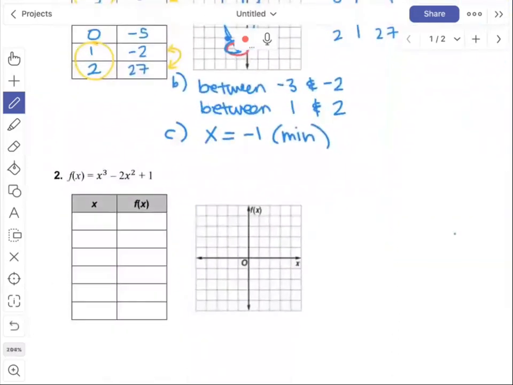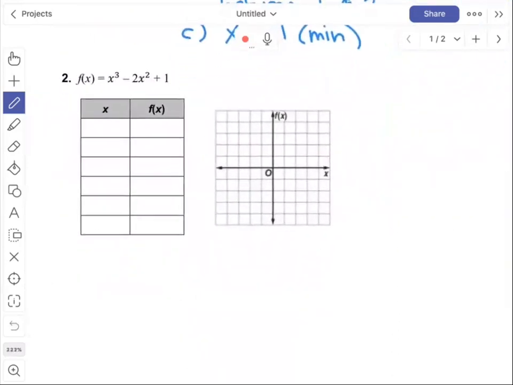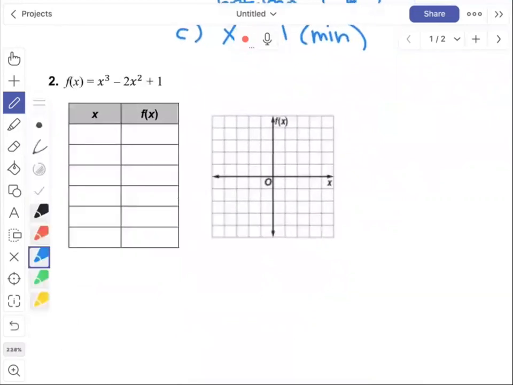Okay, let me show you again with number 2. All right, so number 2, once again, I'm going to go ahead and plug in a few numbers just to get a good idea of what this graph might look like. I'll plug in -2, -1, 0, 1, 2, and 3. 0 is the easiest one to plug in, so you get +1.